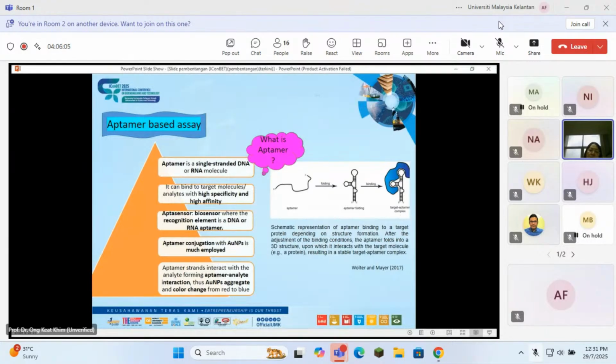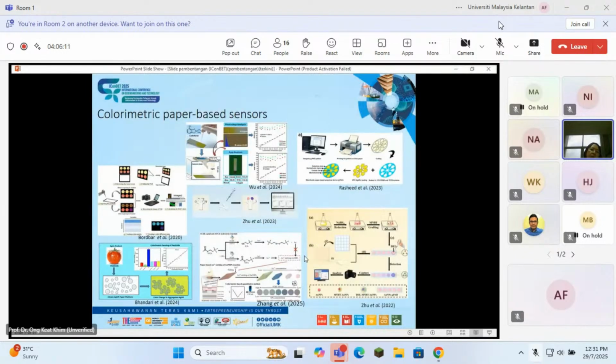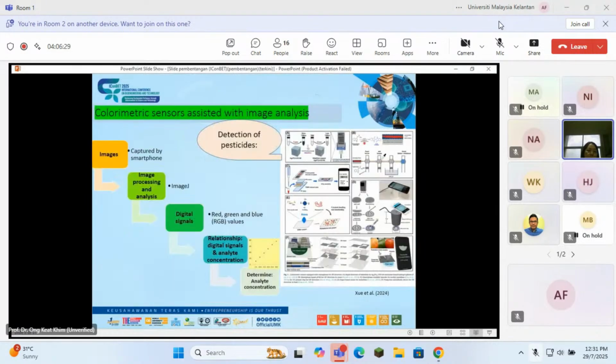So, for example, the protein is one of the analytes. This slide shows how colorimetric paper-based sensors have been developed to detect pesticides, either using gold nanoparticles or silver nanoparticles. All of this is about paper-based sensors.